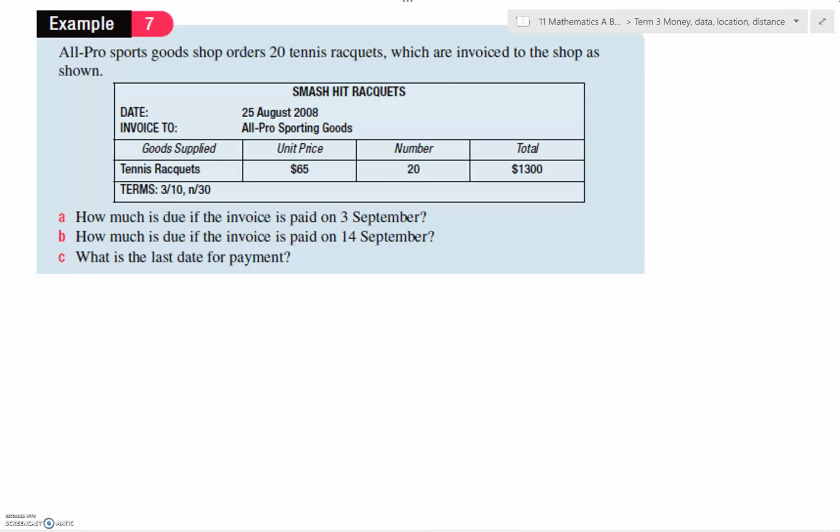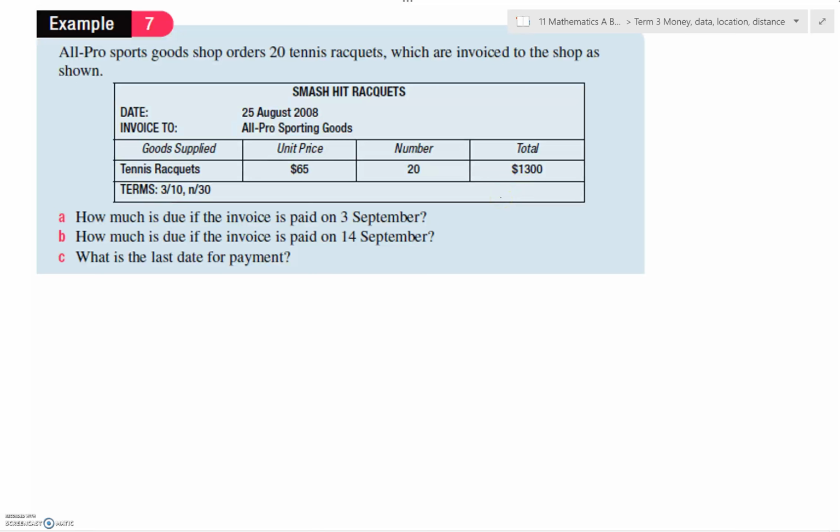So, All Pro Sporting Goods Shop orders 20 tennis rackets, which are invoiced to the shop as shown. So this little example is the top of an invoice. Smash Hit Rackets is who it's been invoiced by, the supplier of the rackets. The date's the 25th of August 2008. Invoiced to All Pro Sporting Goods, as it says in the question. They got tennis rackets, 20 of them. They cost them $65 each, which means a total of $1,300.